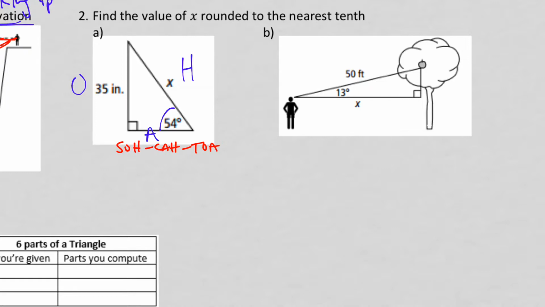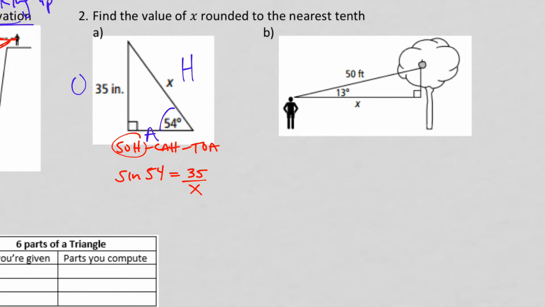Again, once I've labeled my triangle, here notice how the adjacent side is blank, so I can't use it. So I'm going to use O and H. That's going to be sine. So I'm going to pick sine here. So I'm going to write sine of the angle that I've chosen, 54 degrees, equals opposite over hypotenuse.